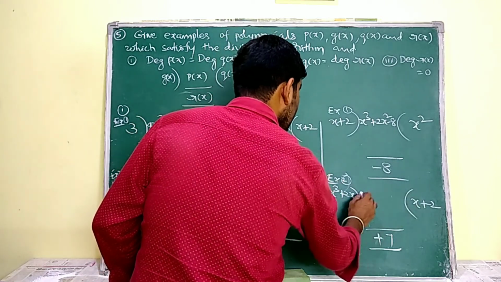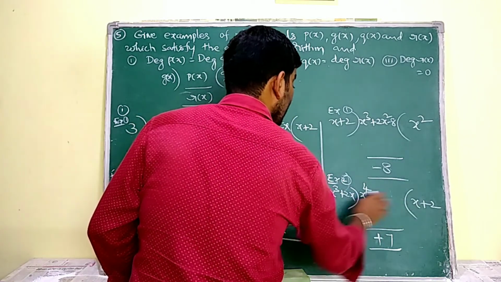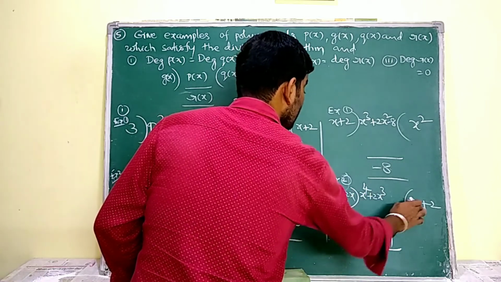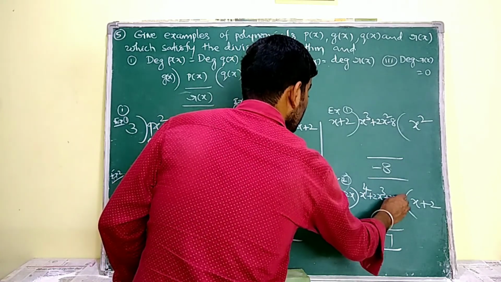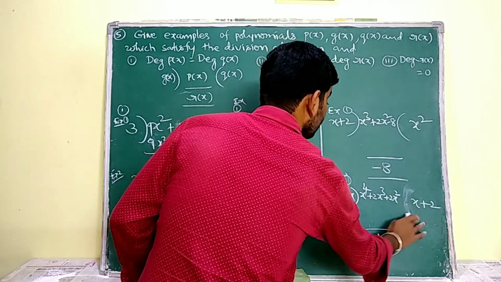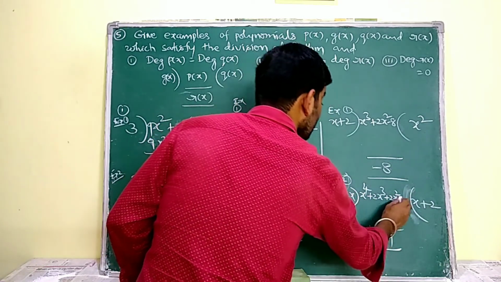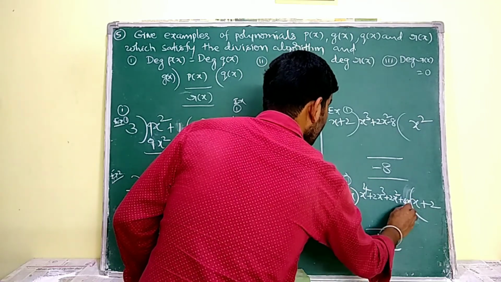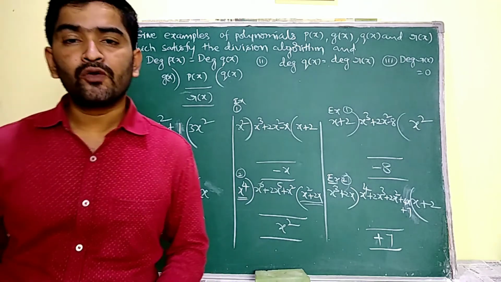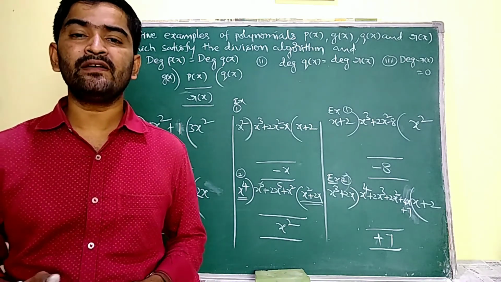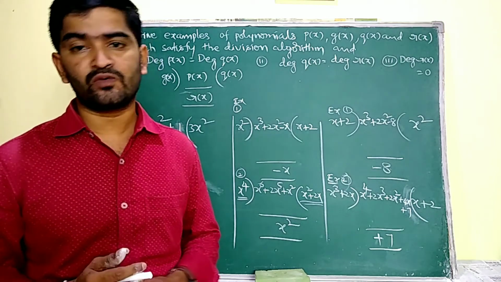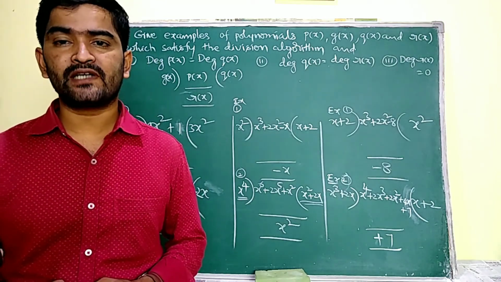So x cube into x, x power of 4; x cube into 2, 2x cube. Next 2x into x, 2x square, and 2x into 2, 4x, and plus 7. This is our dividend. Like that you may write your own examples for the given conditions. Understand? This is a very important conceptual question. I hope you understand, everyone.